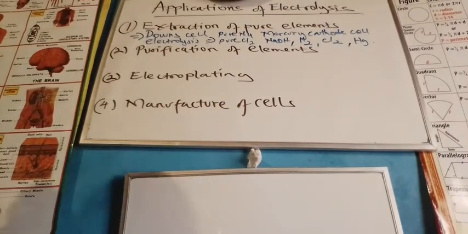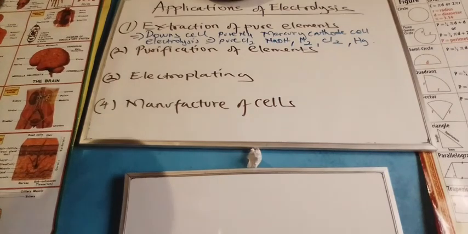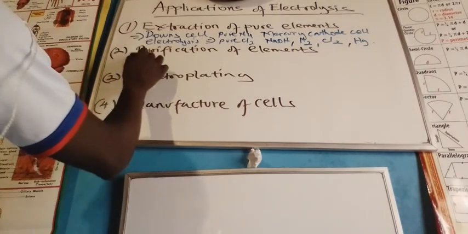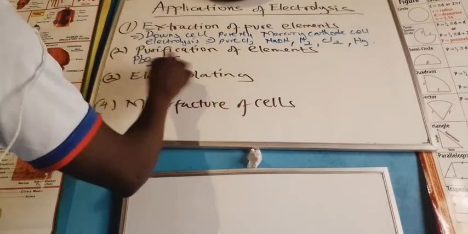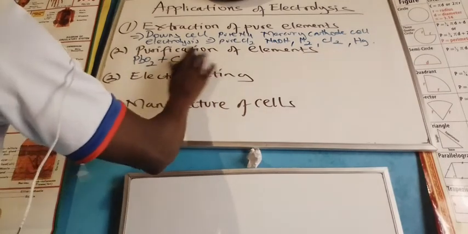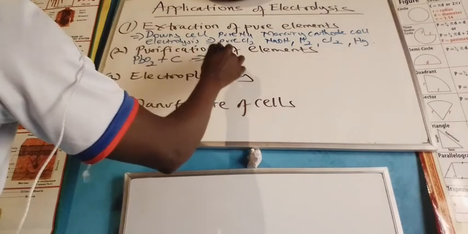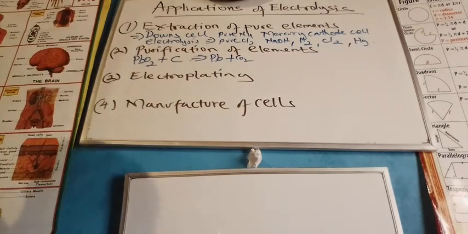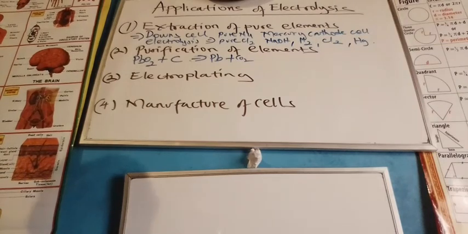The purification of elements is a process which we could apply in the extraction of metals. For example, lead oxide reduced by carbon gives us lead and CO2. So we could use electrolysis as a means of purifying elements like metals from their ores.